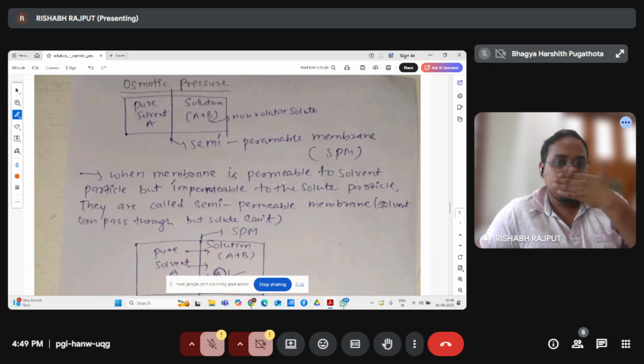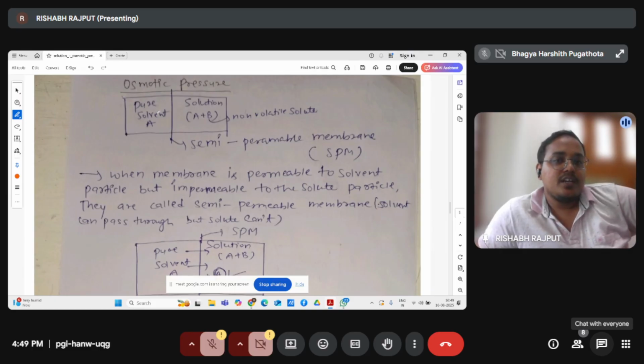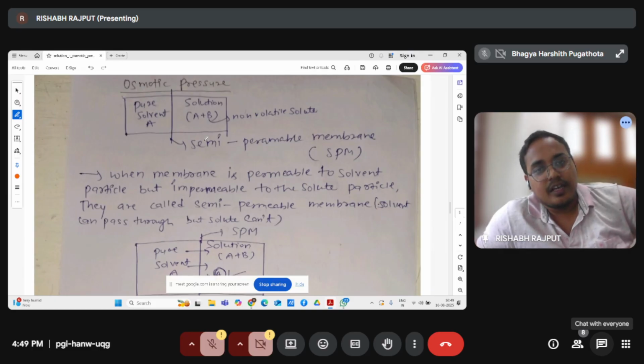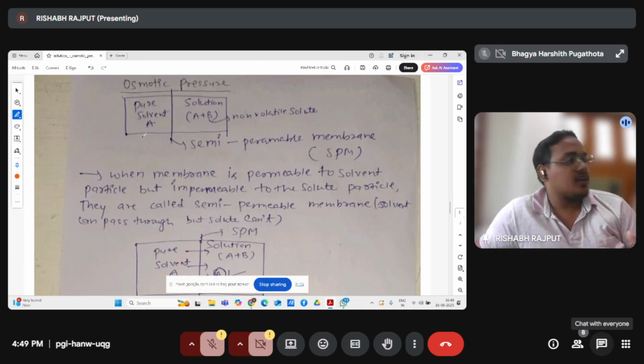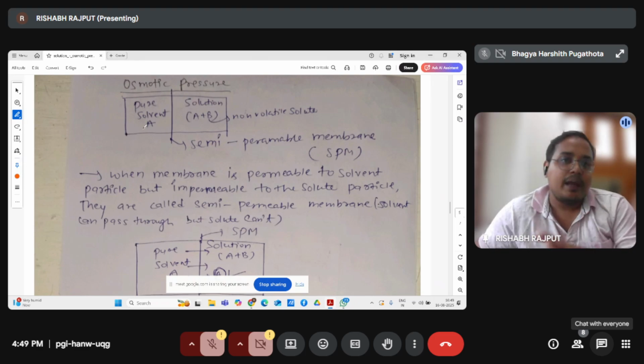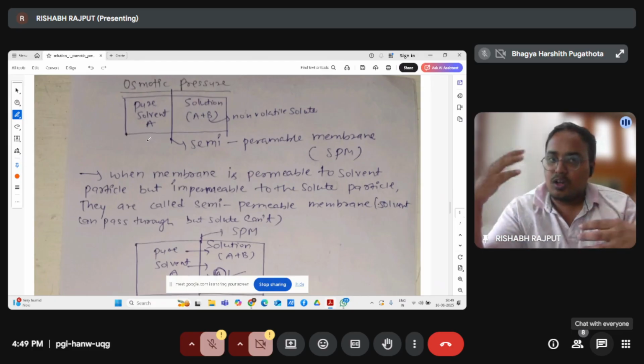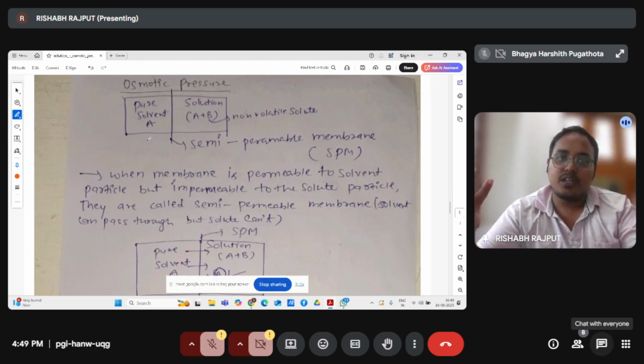The left side is pure solvent. The solution is on the right side, A plus B. The pure solvent concentration is very low because only solvent is there, but on the other side you have solid plus solvent. That is why on the right side the concentration is very high, and on the left side the concentration is less.